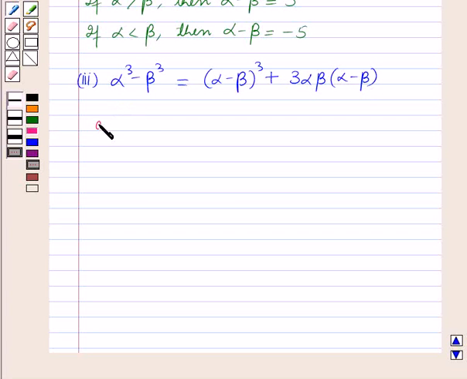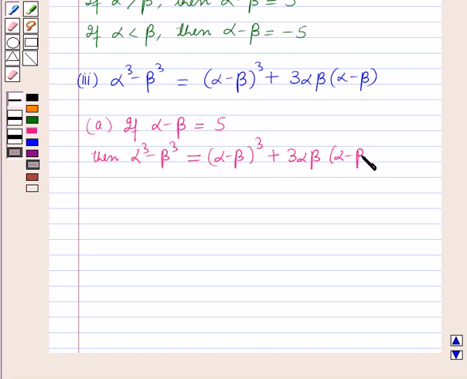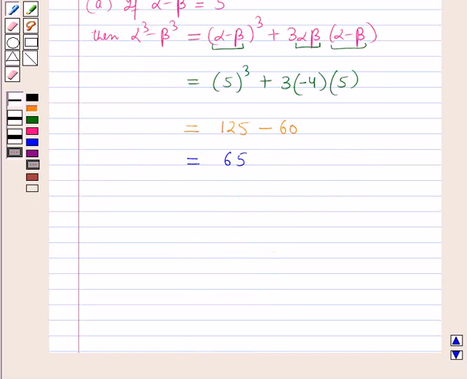Now let's discuss the first case when alpha is greater than beta. That means if alpha minus beta is equal to 5, then alpha cube minus beta cube, according to this formula, is alpha minus beta whole cube plus 3 alpha beta into alpha minus beta. Now, putting the values, this will be equal to 5 cube plus 3 into alpha beta, which is minus 4, into alpha minus beta, which is 5. 5 cube is 125, plus into minus is minus, 3 into 4 into 5 is 60. So this is equal to 65. So in the first case, alpha cube minus beta cube is equal to 65.